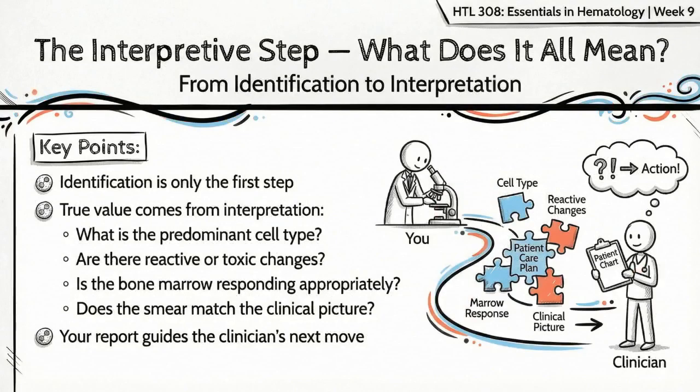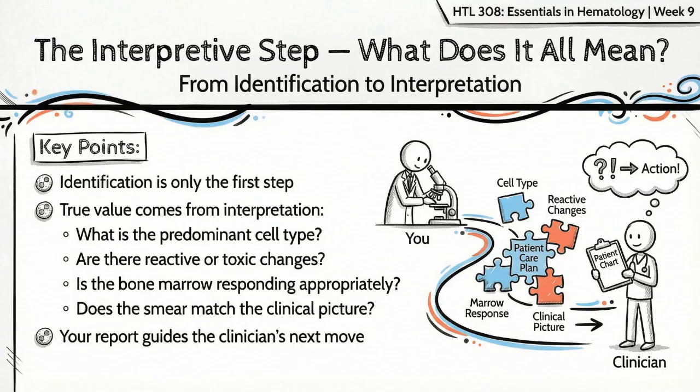We're in the home stretch, and I want to bring everything together with the most important concept of this entire lecture, the interpretive step. Any technologist can learn to identify cells. Any technologist can count a differential. But the truly skilled histotechnologist goes beyond identification to interpretation. Interpretation means asking, what does this pattern mean for this patient?